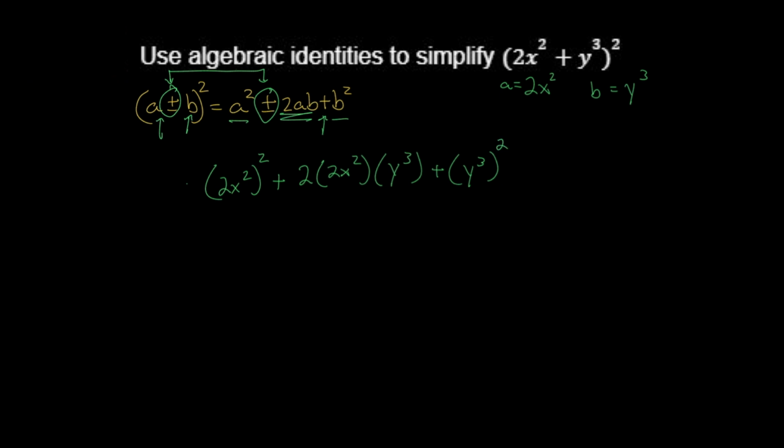Now we just have to simplify this a little, applying exponent properties. So we have the power of a product, distributing the exponent on the outside to both bases on the inside. 2 squared is 4. And when we raise x² to the second power, we multiply the exponents, giving us x to the fourth. The middle term, we just have to do some multiplication. 2 times 2 is 4, and x² times y³, we can't really do anything with that. In the last term, we have a power of a power again, so we'll multiply the exponents, giving us y to the 6. And that is it.